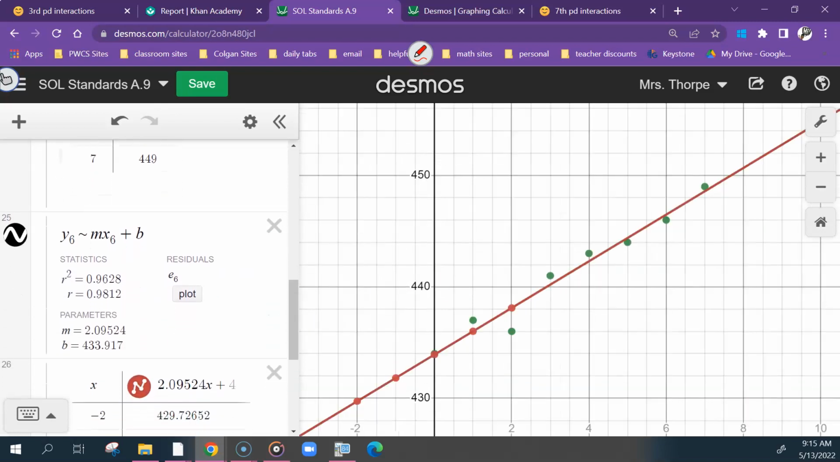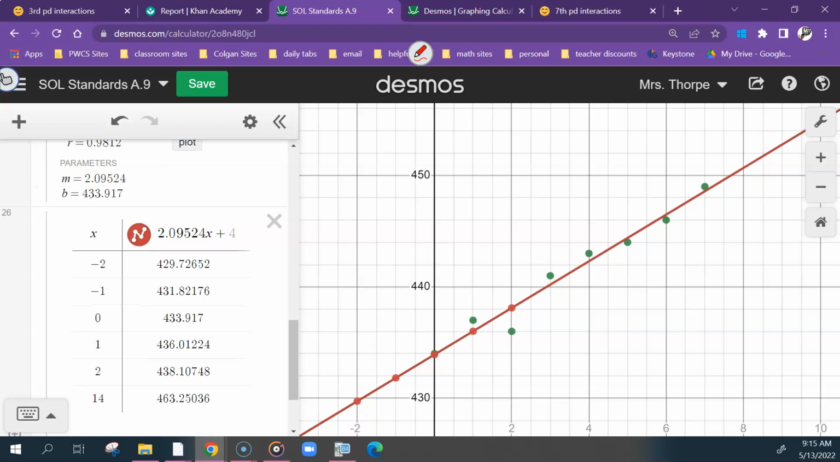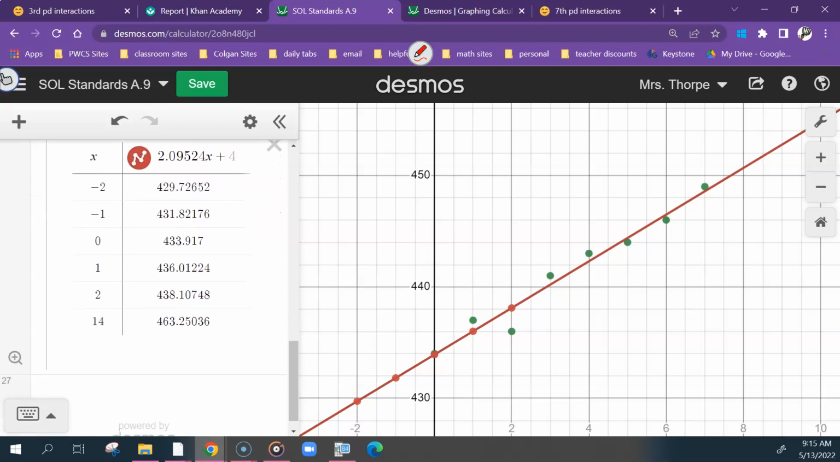So those would be all of our values. Here would be our line of best fit. You would put that in a table, put 14 in, and you would get your answer. Do we have any questions on anything on this?